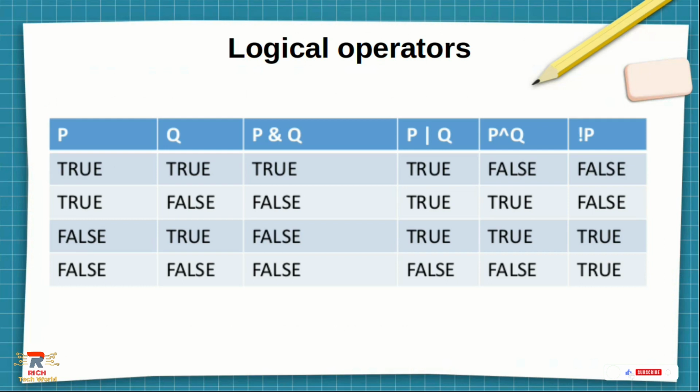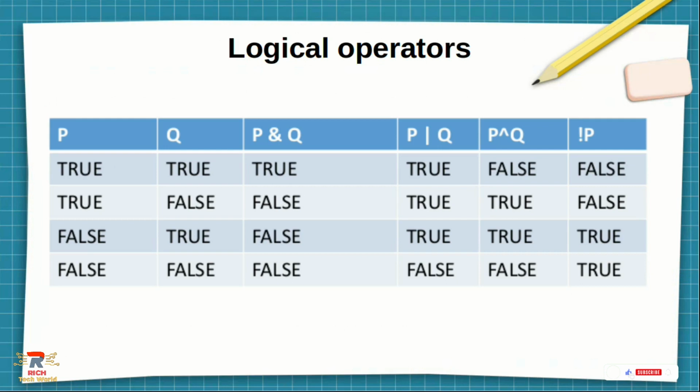The last situation is when both of them are false, as in the P value is false and the Q value is false. When you use the AND operator on this, the outcome becomes false. When you use the OR operator, the outcome becomes false. When you use the exclusive OR, the outcome becomes false. And when you use the NOT, the outcome becomes true.